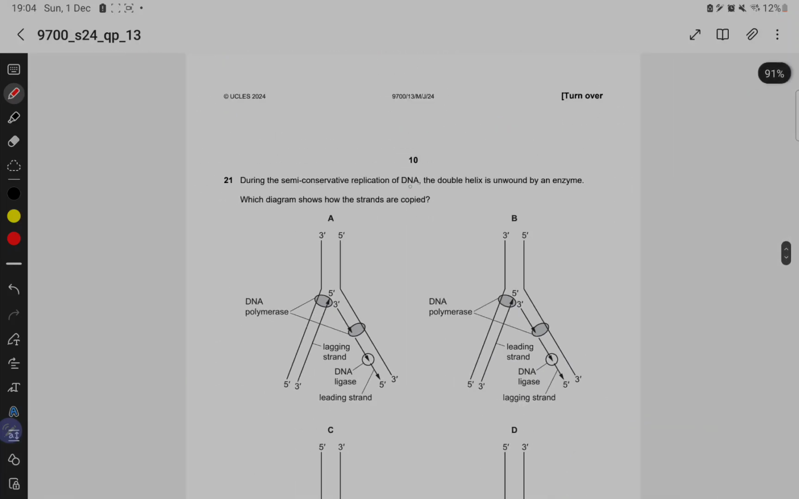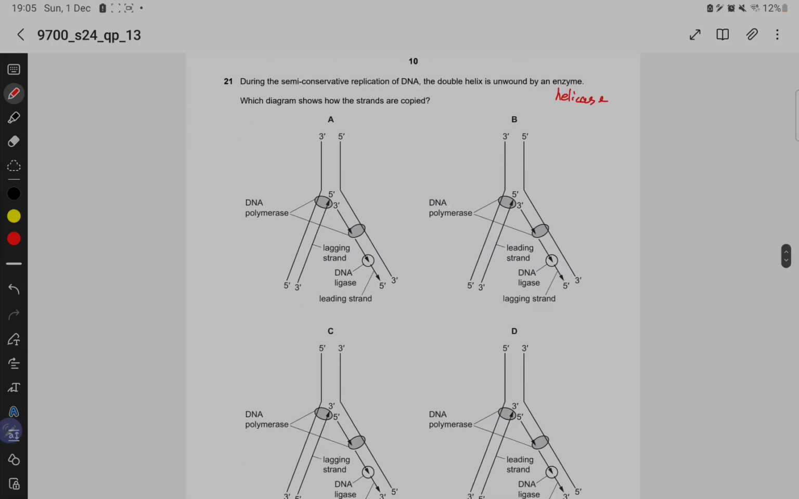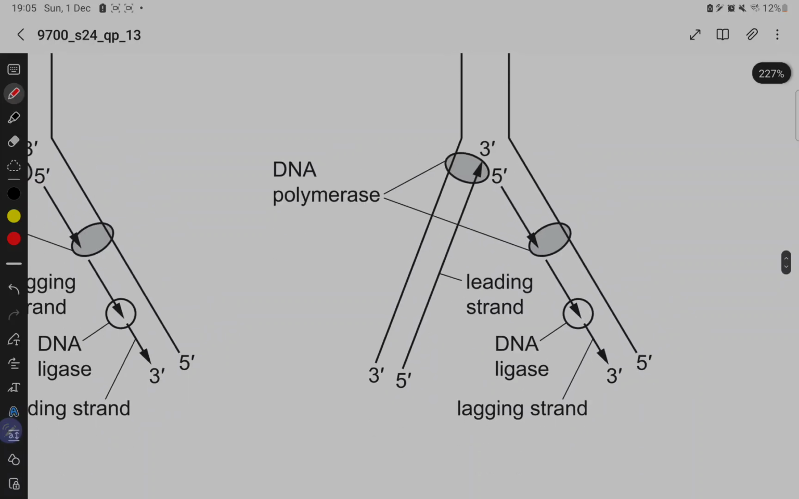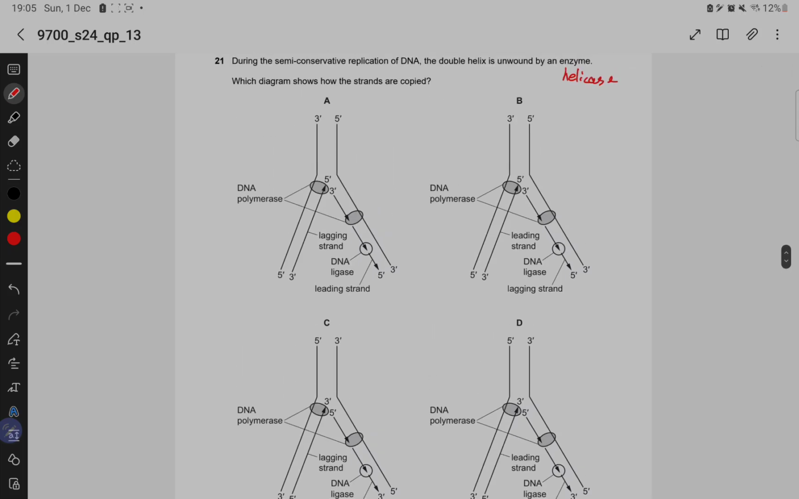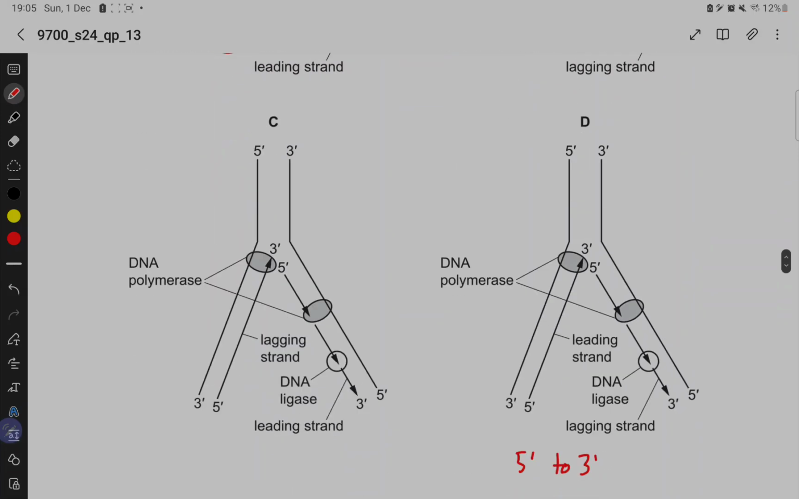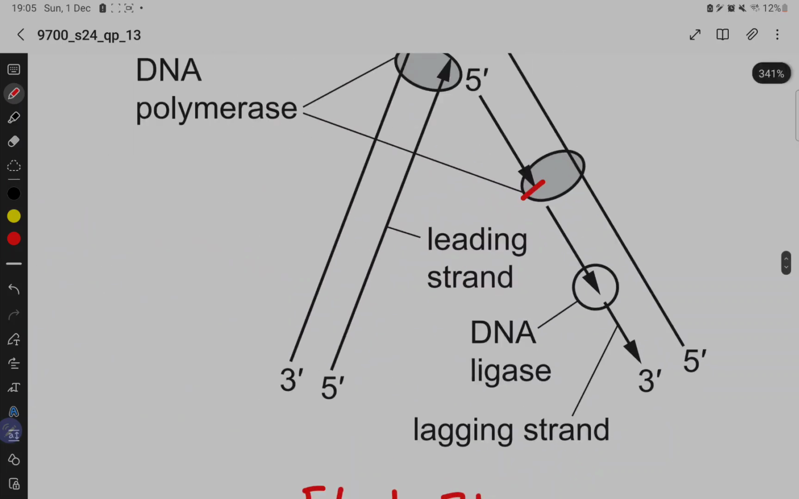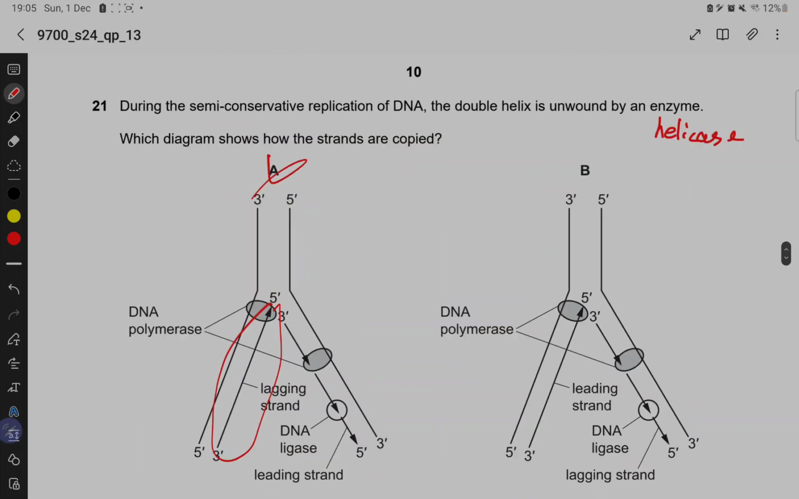Doing a semi-conservative replication of DNA, the double helix is unwound by an enzyme. Which diagram shows how the strands are copied? Okay, so you know polymerase will act 5 to 3 prime. But let's see. Okay, lagging strand on here, definitely wrong, because the lagging strand will be the part with Okazaki fragments, where they are fragmented into different pieces. So A and C are wrong.